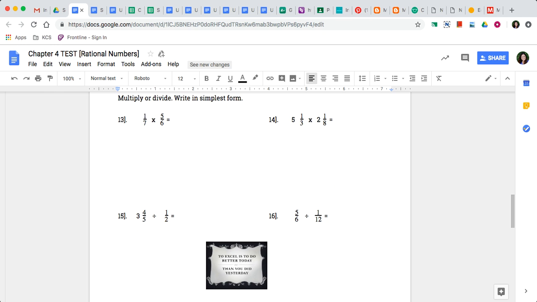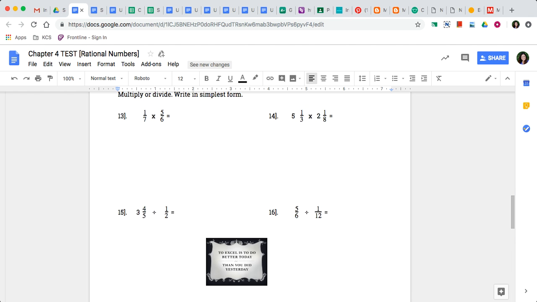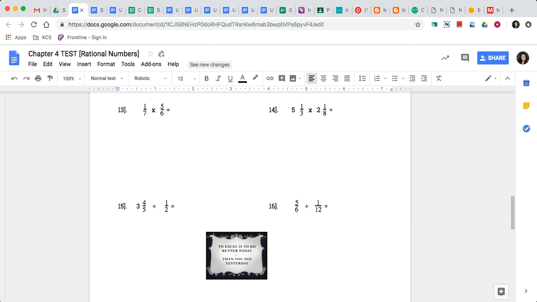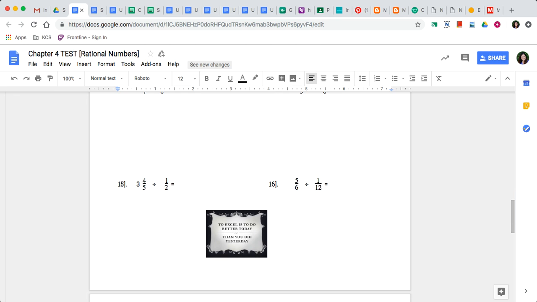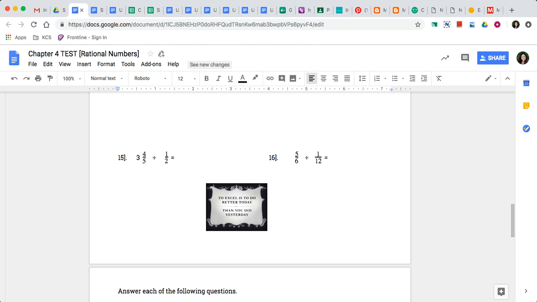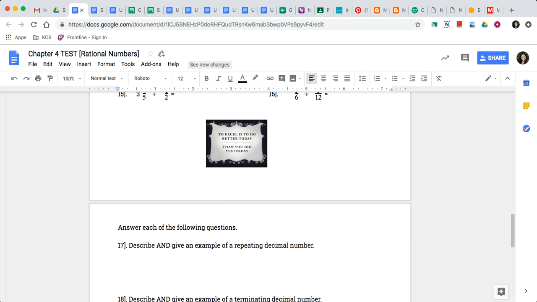Multiply or divide and write these in simplest form. Number 13, 14, 15, and 16. Okay, you're just going to multiply or divide. Remember the rules when it comes for 15 and 16 and dividing. There's some rules you have to follow. If it has a mixed number, I would recommend you to make it improper and then solve it. Okay, you can just multiply straight through when you're doing fractions. You don't need to do common.